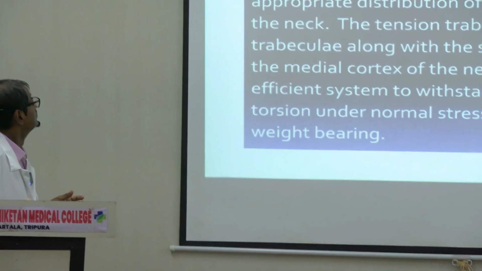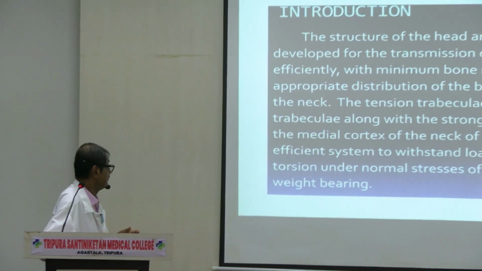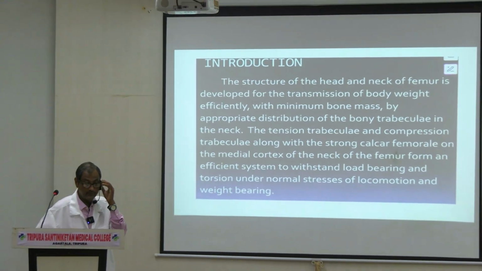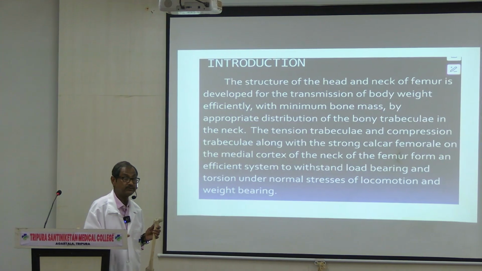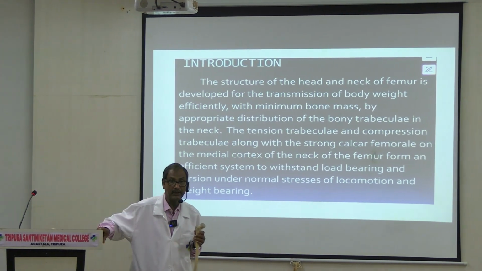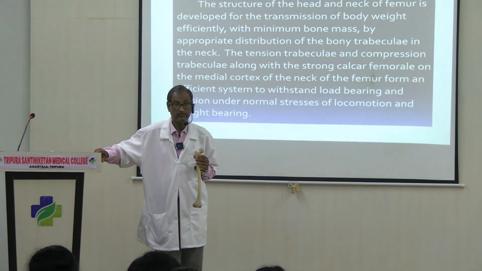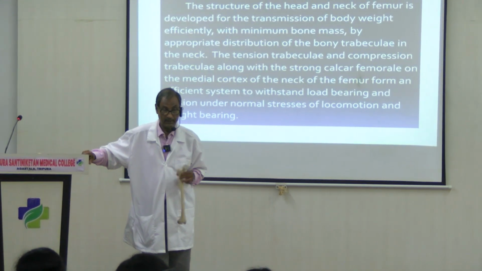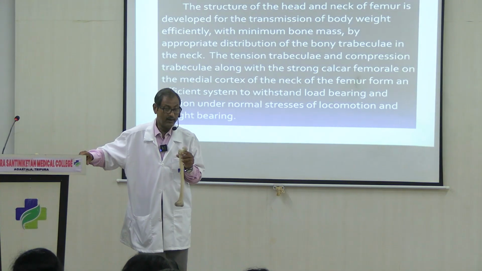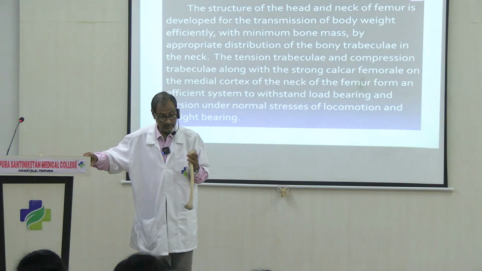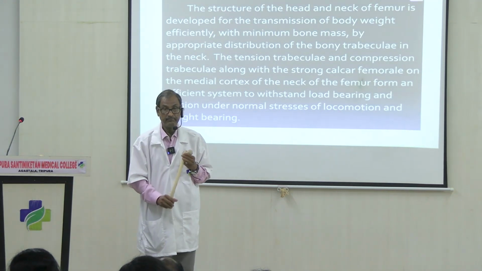So the structure of the head and neck of the femur is important because it is for transmission. When we walk or stand, the weight of the body passes through the femur to the tibia and leg. From the femur, it goes through the head, neck, trochanter, then the shaft.